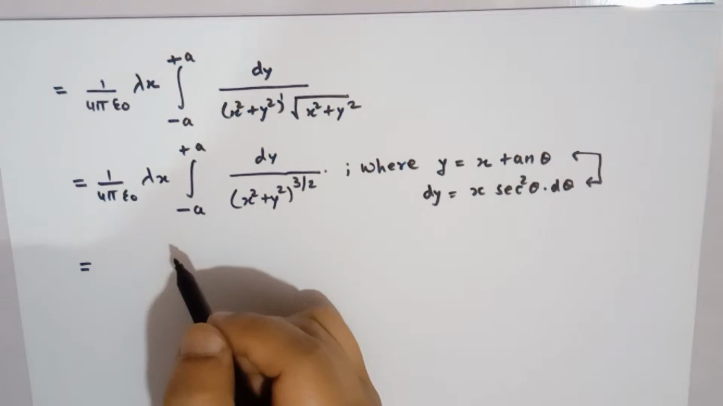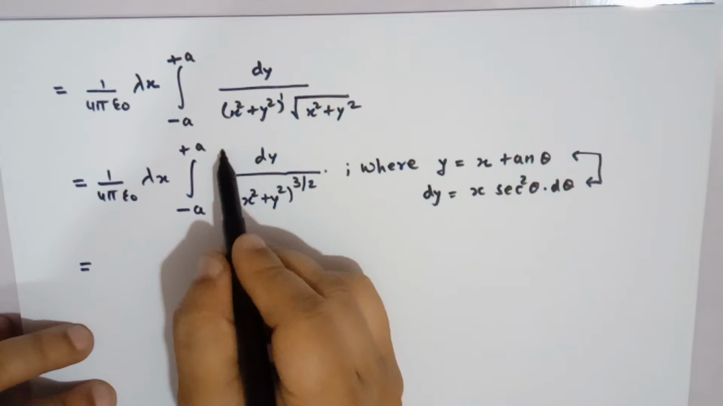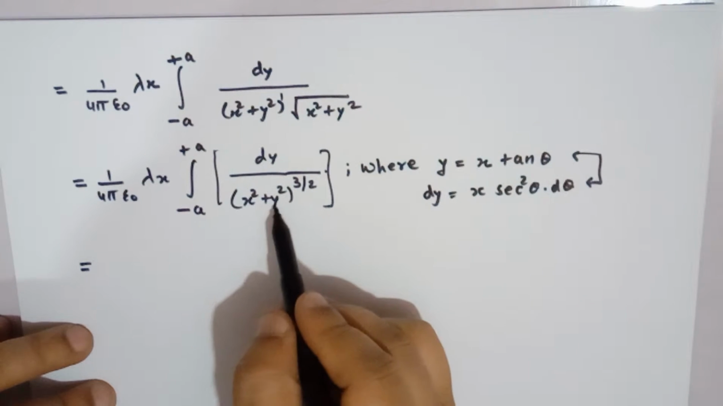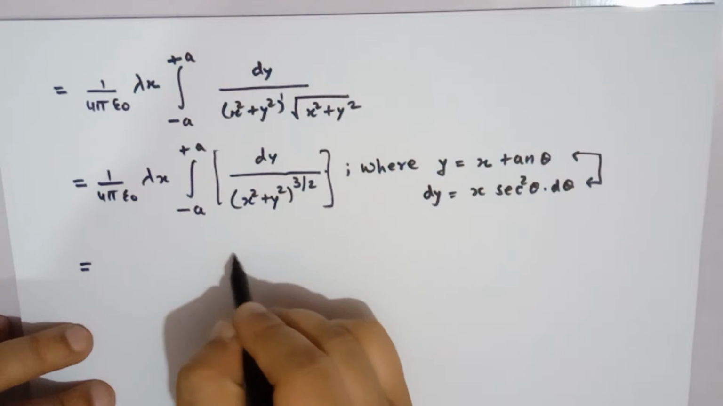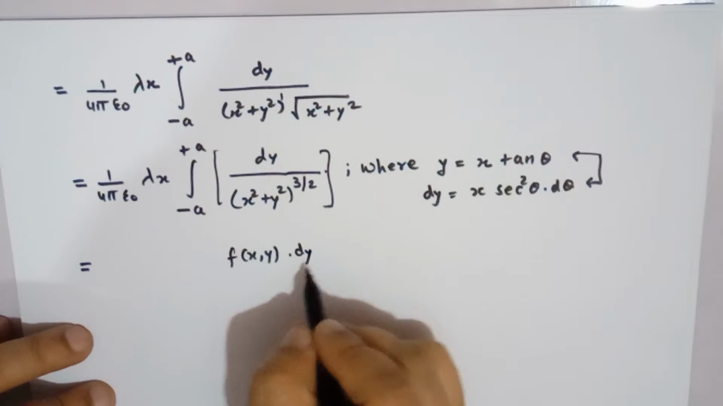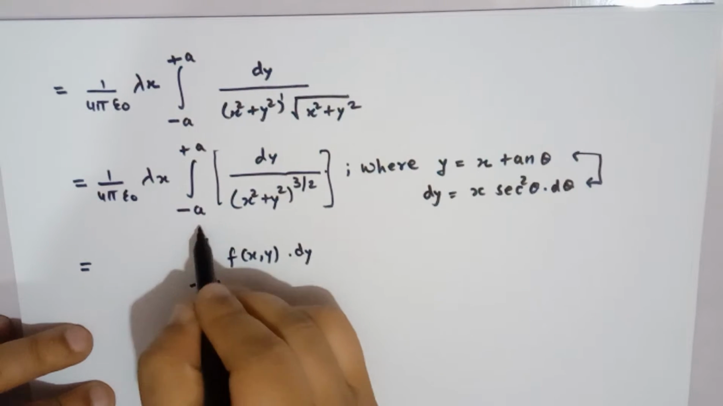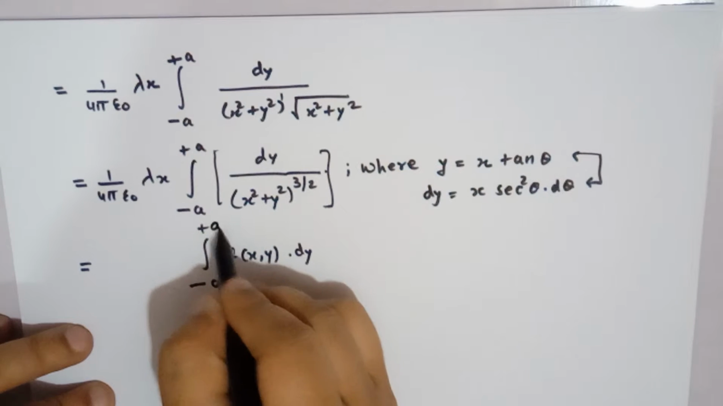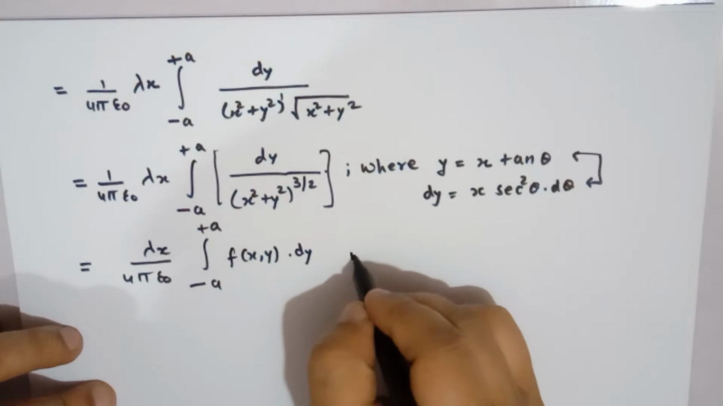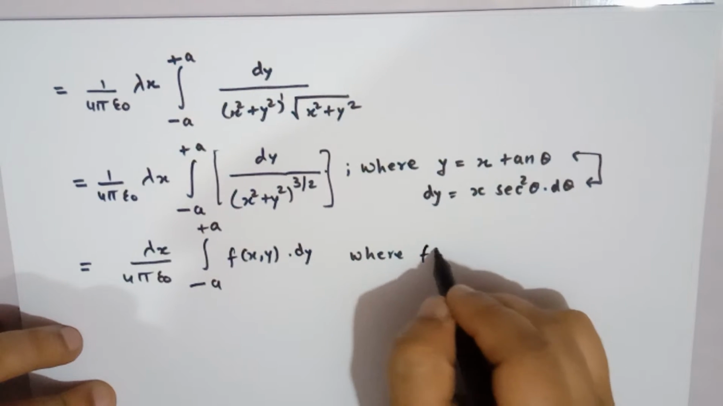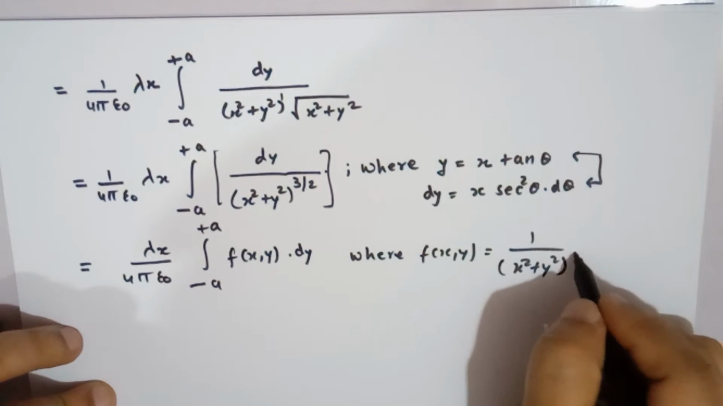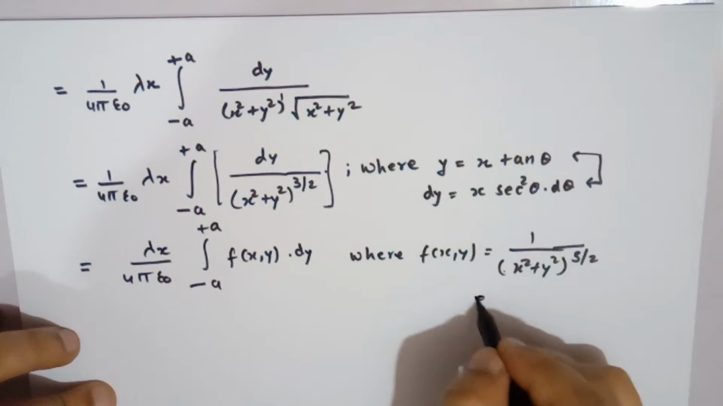But when you see this particular thing, you can see that this is a function of y and x, and this function can be written as f of x, y, with the integral of dy from minus a to plus a, lambda x and 1 upon 4 pi epsilon naught. Here this function f(x, y) is basically 1 upon x square plus y square to the power 3 by 2, and this function is an even function.